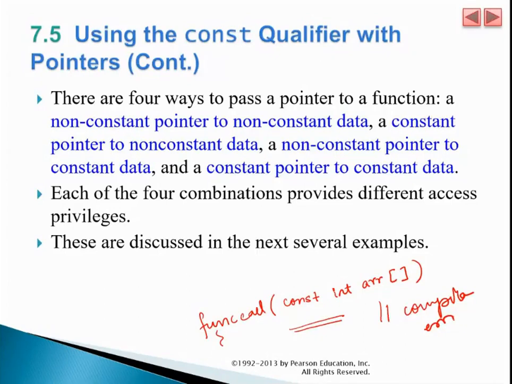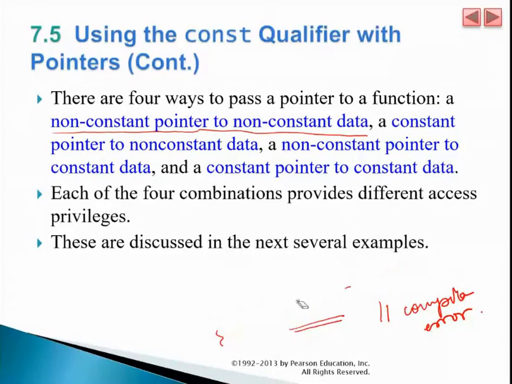Now let's have a look at how we can use it using pointers. I have already told you that there are 4 ways in which pointers can be passed to a function. Now, what are those four ways? Please pay attention now. The very first way is non-constant pointer to non-constant data. What does this mean? Non-constant pointer to non-constant data.